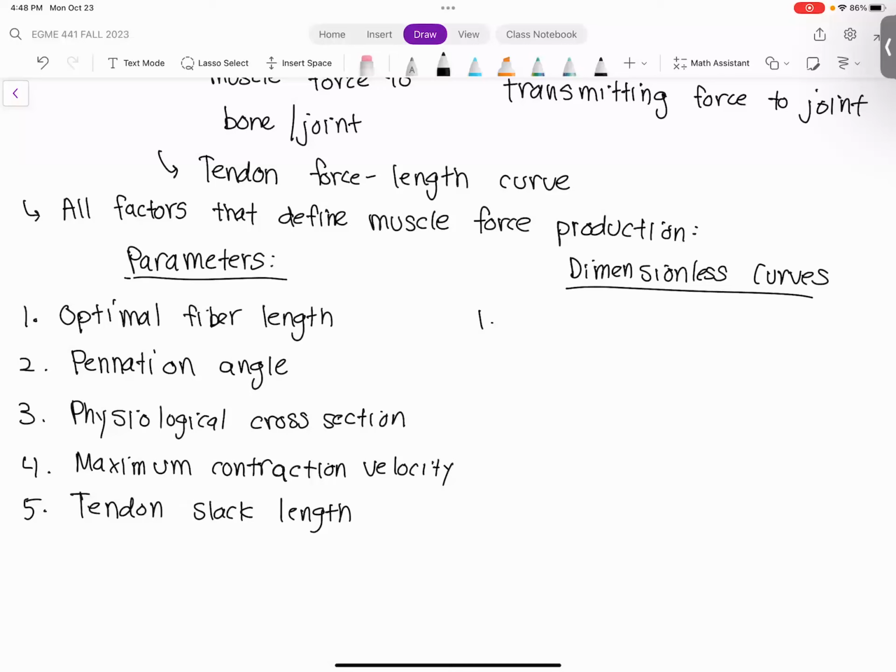Okay, so these are the curves that we primarily talked about last time. So the first curve was the active force length curve, and so that's how much force your muscles can actively produce. Okay, and that's a function of its total length. 2 is the passive force length curve. And so what we saw last time was that as your muscle gets stretched beyond a certain threshold, then the passive elastic forces will kind of kick in.